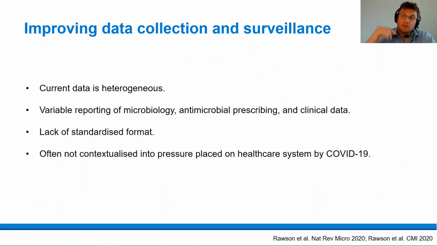But very finally, I just want to touch on that last point I made in the bullet points around some of the factors that can help us in terms of mitigating the impact of the pandemic on antimicrobial resistance. And that's improving how we collect data and undertake surveillance. And I think what I've hopefully tried to get across to you when we look back at some of the data about what we know in terms of the pandemic and bacterial infections so far is that a lot of the data is heterogeneous. And actually, when we look down at individual studies, there's variable reporting of microbiology, antibiotic prescribing, and clinical data. And this is presented in an unstandardized way.